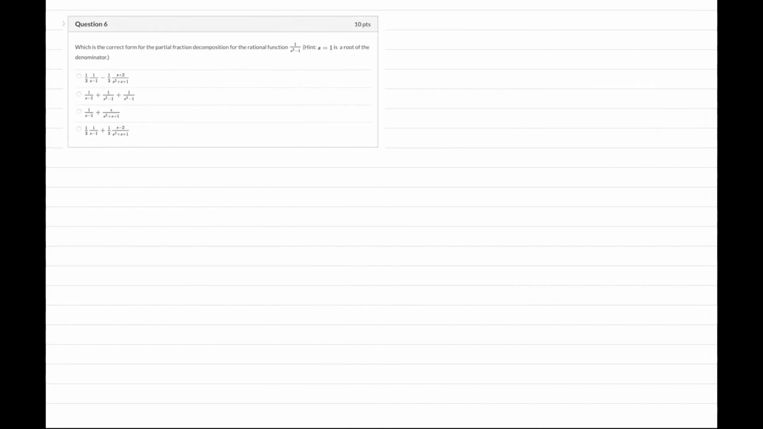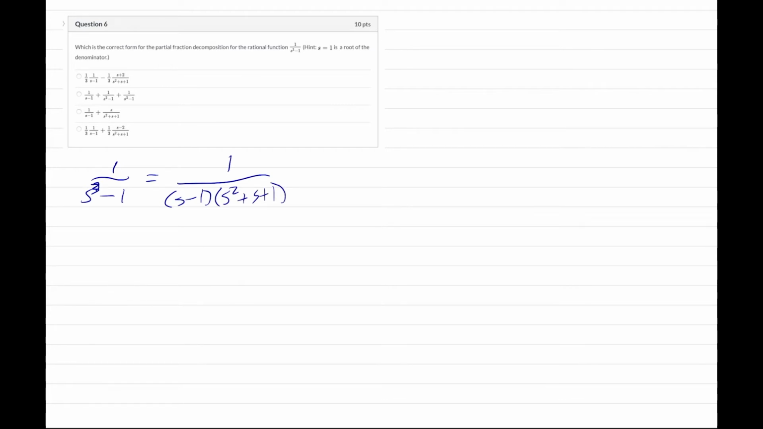Okay, next one. Which is the correct form of the partial fraction decomposition for the rational function 1 over s cubed minus 1? Right, well, this factors as s minus 1 times s squared plus s plus 1.